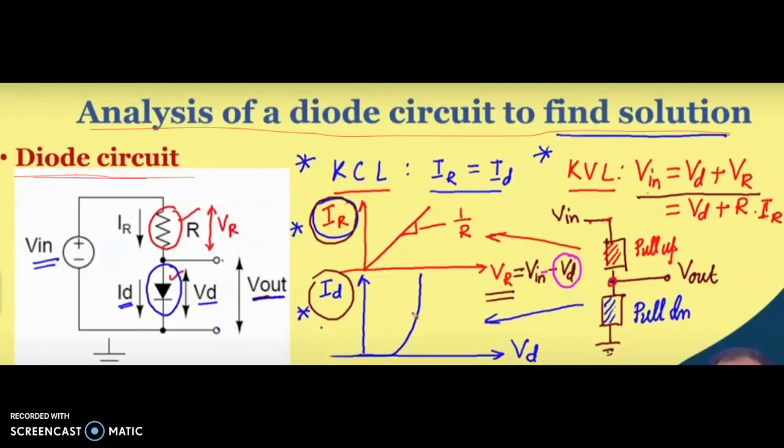In here, the resistance is connected, with IR in this direction. ID flows through the diode. VR is across the resistance, VD is across the diode, and total here is V out. By KCL, Kirchhoff's current law, IR is equal to ID.